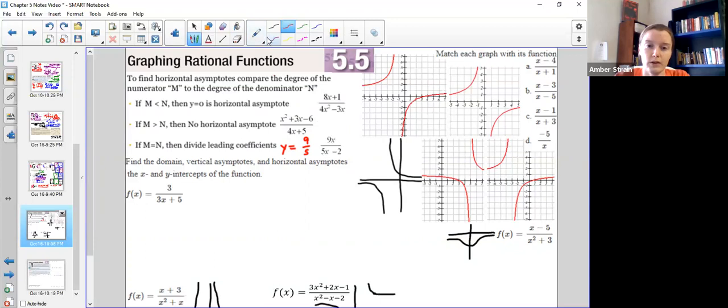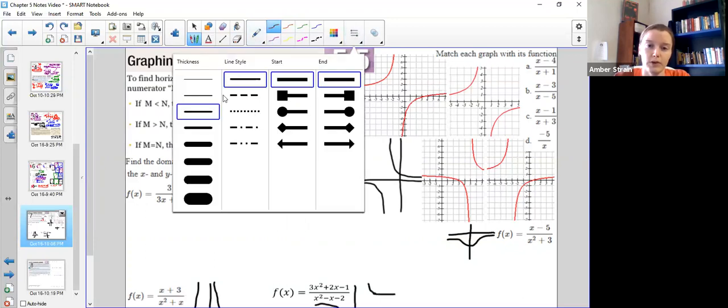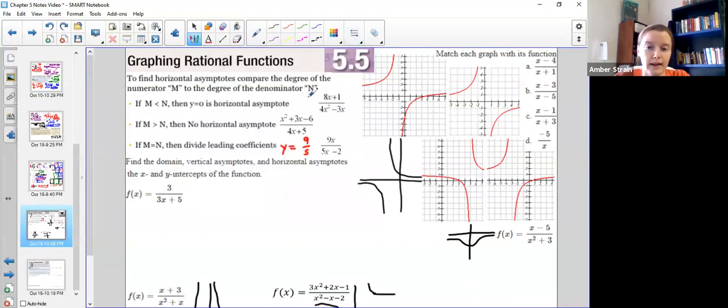So let's relook at those really quick. In the first one here, technically I had 0x squareds up here. And 0 divided by 4 is 0. On this one, I technically had 0x squareds down here. And 1 divided by 0, remember, is undefined. Since that was undefined, that meant there was no horizontal asymptote.